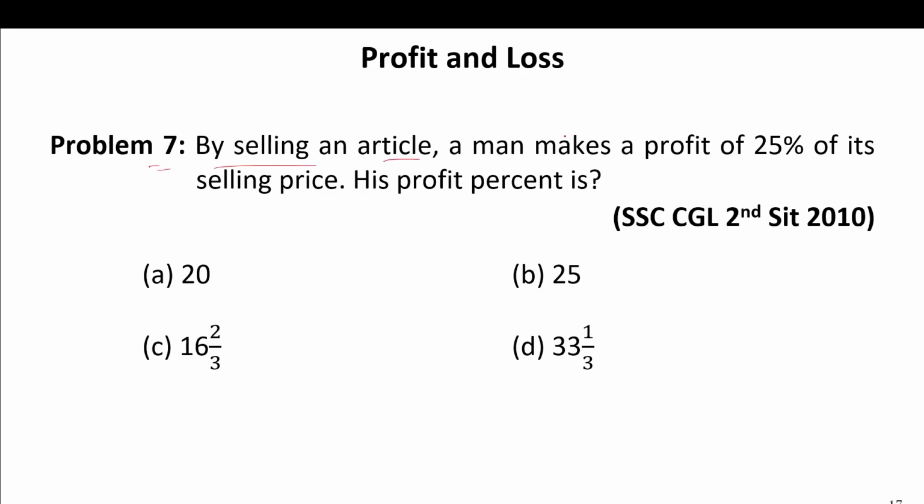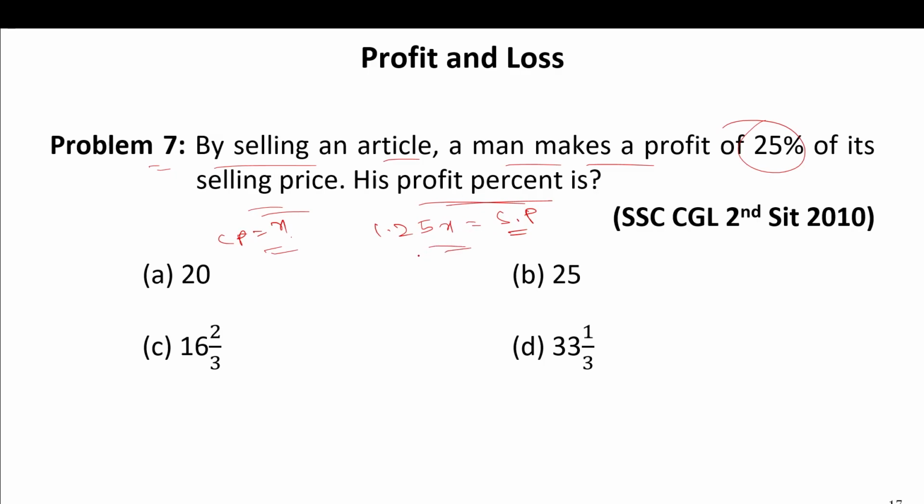By selling an article, a man makes a profit of 25% of its selling price. His profit percentage is what? Okay, selling an article, the man makes a profit of 25%. So 1.25x is equal to SP, right? If CP is equal to X. Okay, if this is given, we can evaluate SP right here.